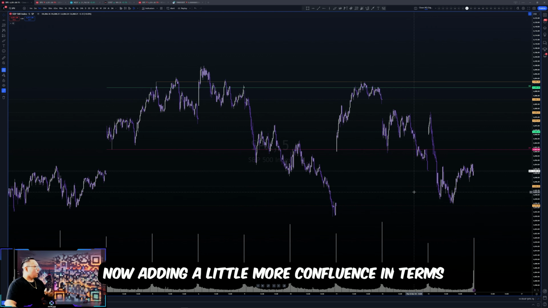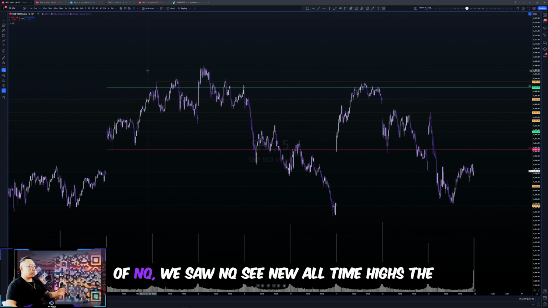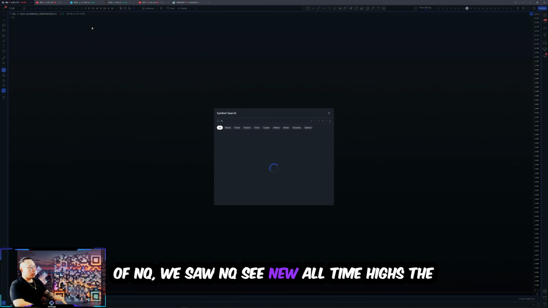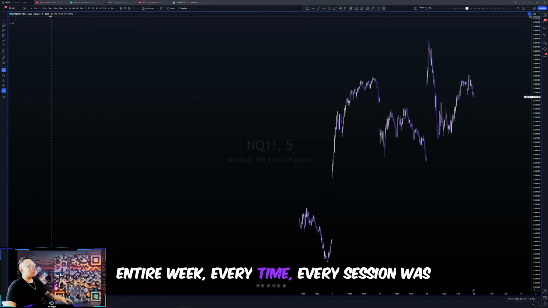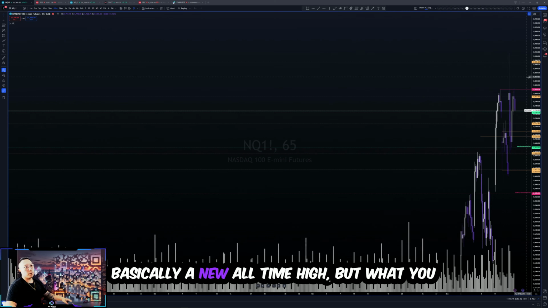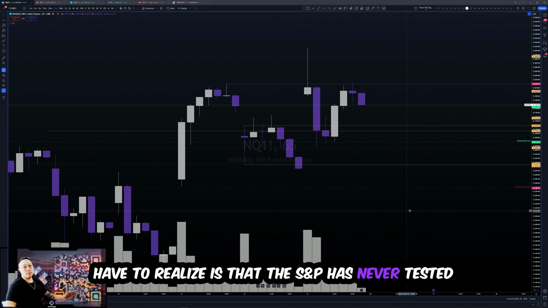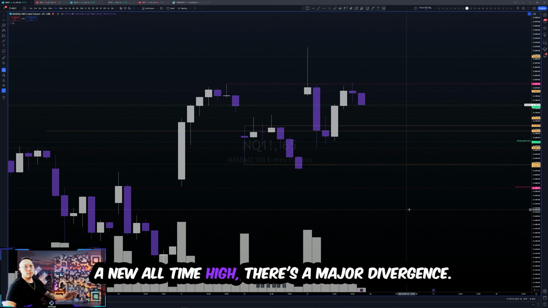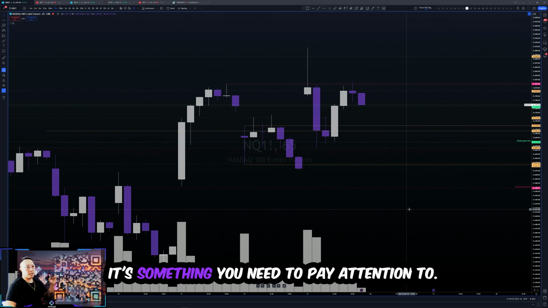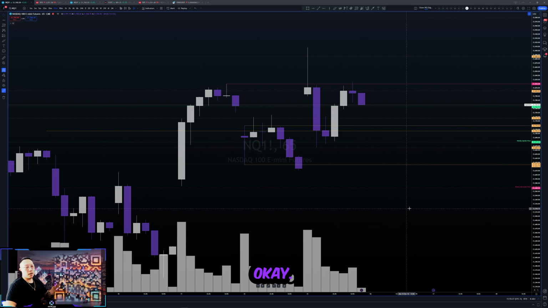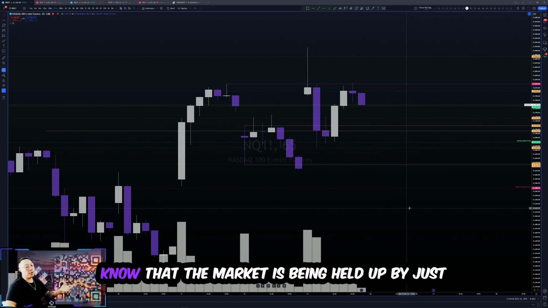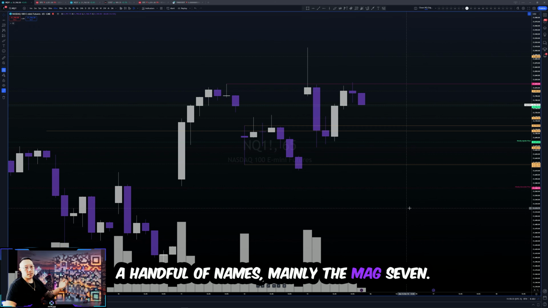Now, adding a little more confluence in terms of NQ. We saw NQ make new all-time highs the entire week. Every session was basically a new all-time high. But what you have to realize is that the S&P has never tested a new all-time high. There's a major divergence, and when you see a divergence like that, you need to pay attention to it. Like I mentioned earlier, we already know that the market is being held up by just a handful of names, mainly the Mag 7.